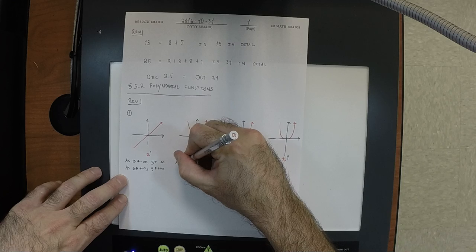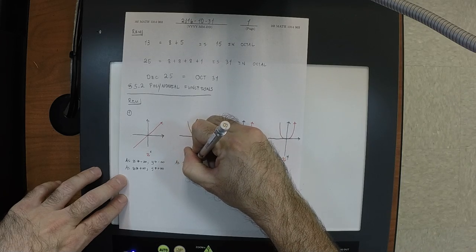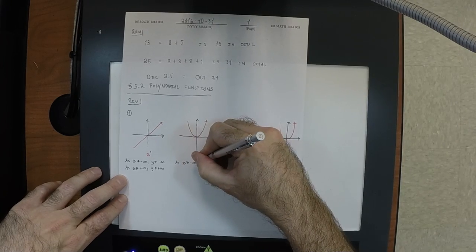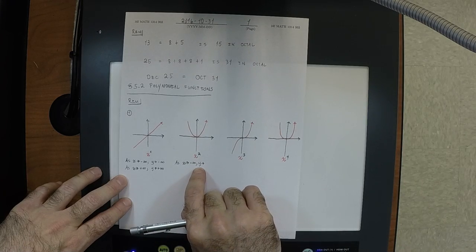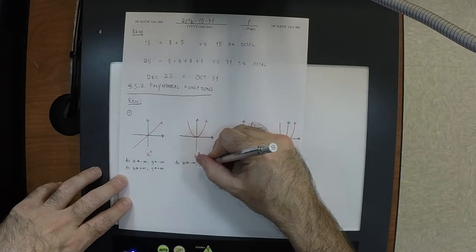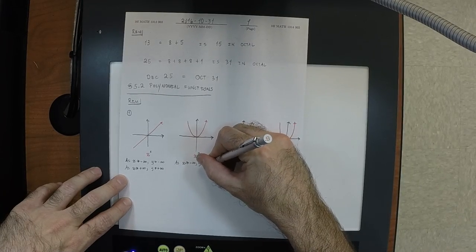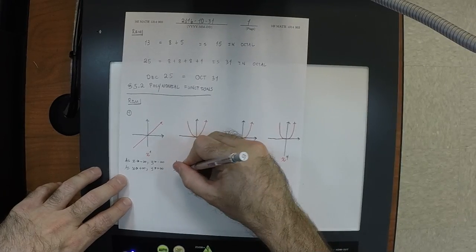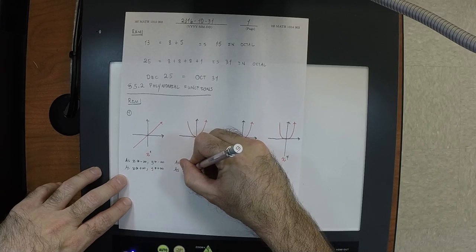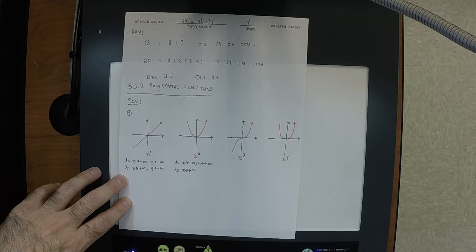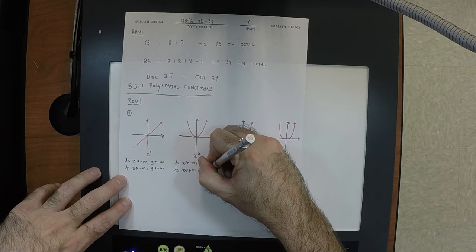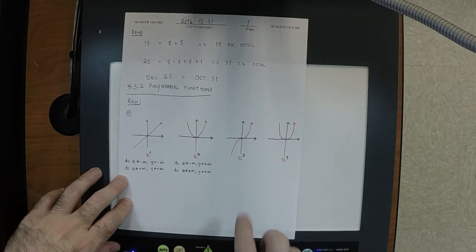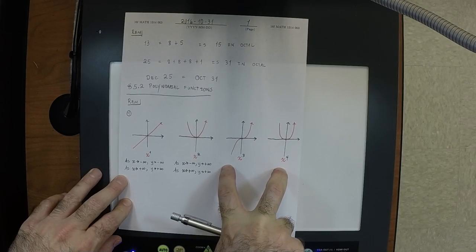As x goes to negative infinity, what does y do for this one? Goes to positive infinity. And as x goes to positive infinity, what does y do? Positive infinity again. Okay. So now quickly I want you to fill out the last two.